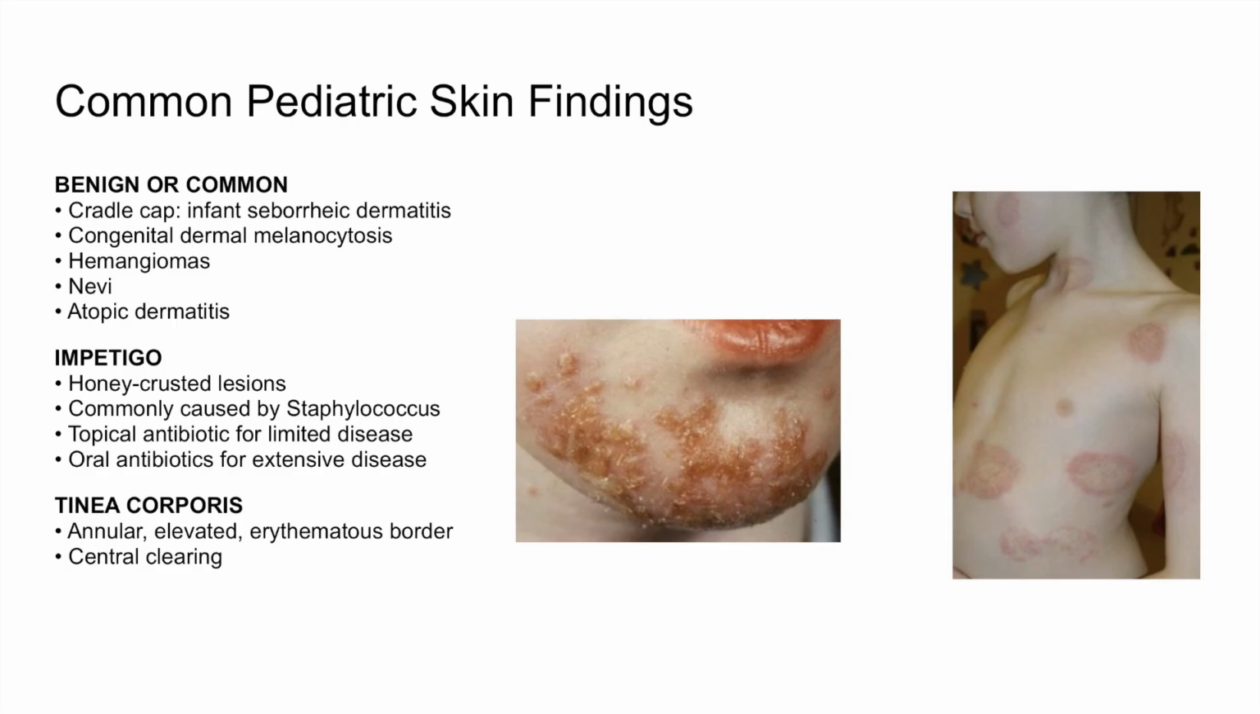Impetigo typically produces a superficial honey-colored crust from Staphylococcus aureus or Group A strep, and limited disease can often be treated topically, while extensive disease requires systemic therapy. Tinea corporis is a dermatophyte infection with a scaly advancing border and relative central clearing. Localized disease is generally treated with a topical antifungal.